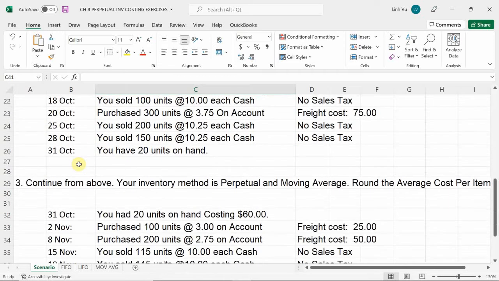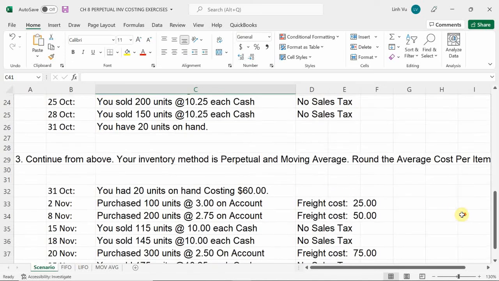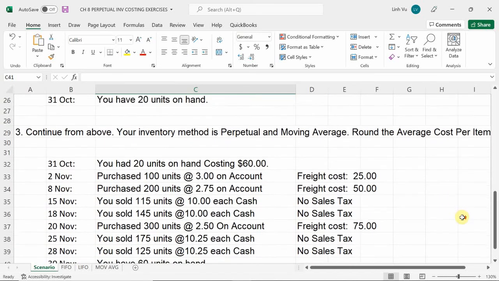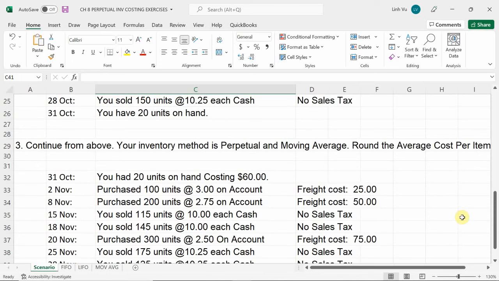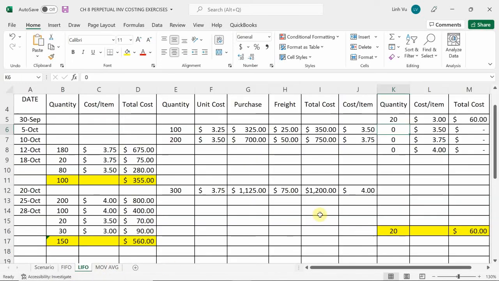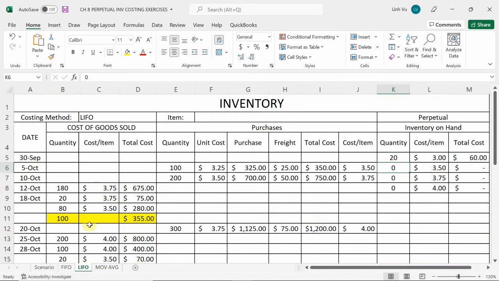All right, last scenario. Again, we continue from above, and your inventory method this time is perpetual and moving average. Round your answer to the nearest penny. On October 31st, you had a total of 20 units costing $60, which we know because we solved for it in the previous worksheet.